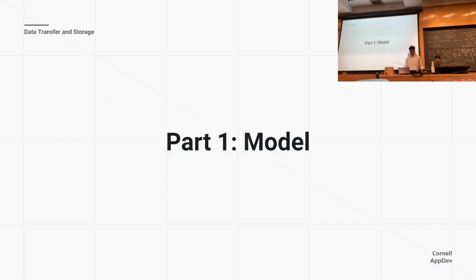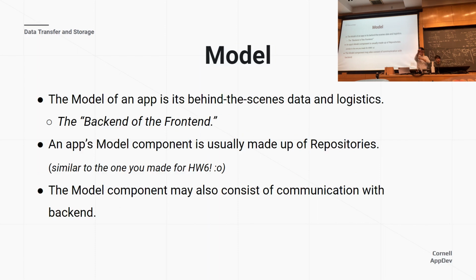So, first part, the model. Again, the model of the app is what happens behind the scenes with the data and the logic. We call it kind of the backend of the front end. An app's model component is usually made up of repositories similar to what you guys did in homework 6. The model components may consist of components that communicate with the backend. So, once again, to repeat, the model is just a place to handle your backend logic as well as contain the data for your specific app.